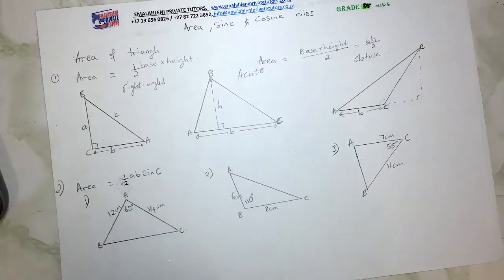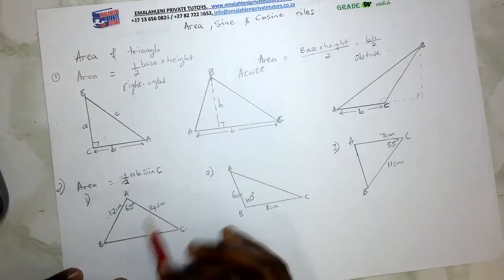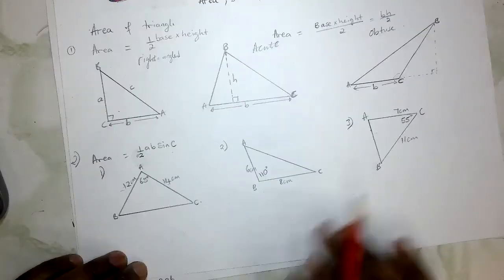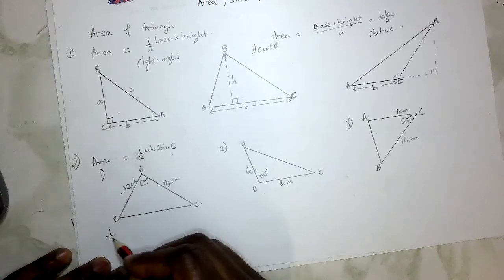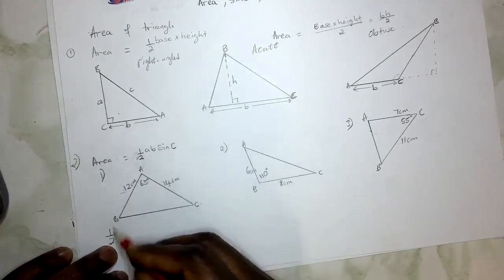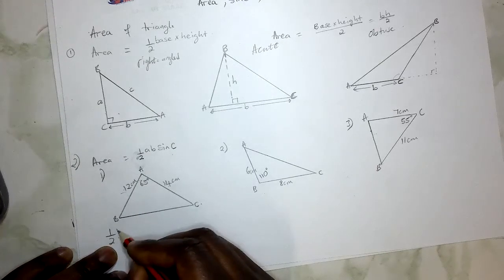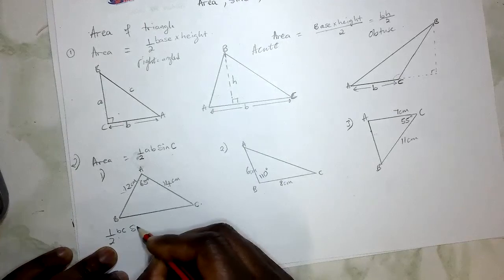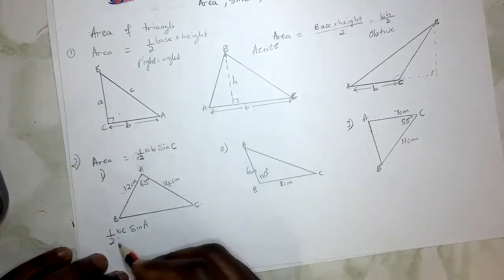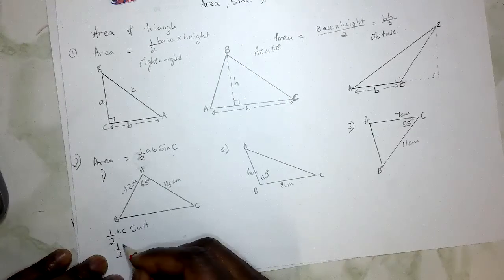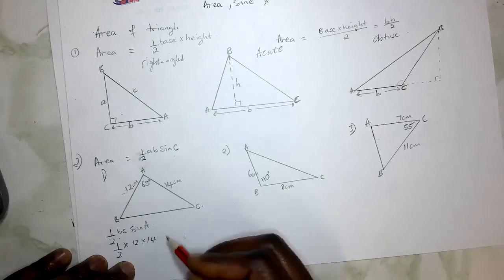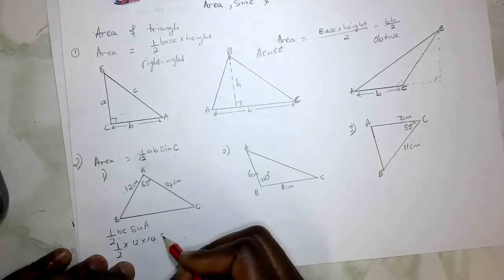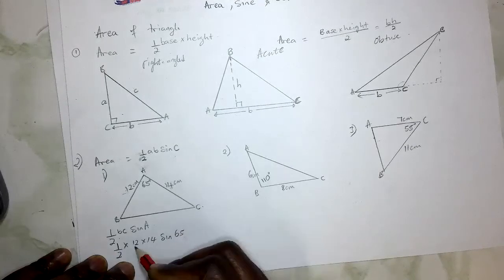Now, another way of finding area is half AB sine C. In this case, we want to find the area here. It is going to be half BC sine A. And what is our BC? It's just half times 12 times 14 times sine 65, just like that.